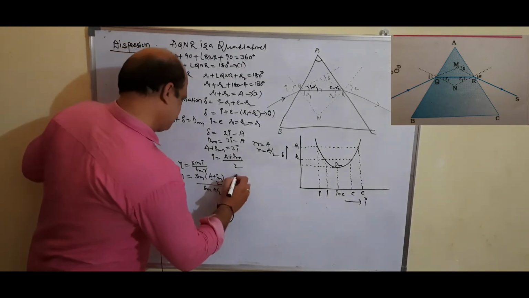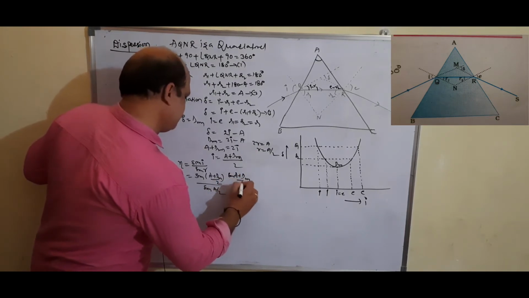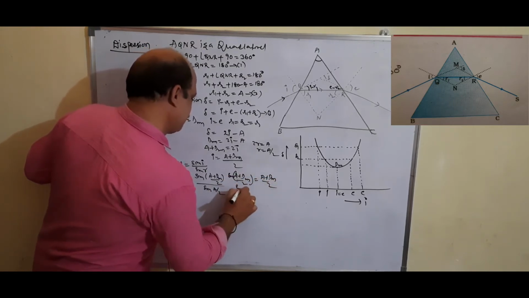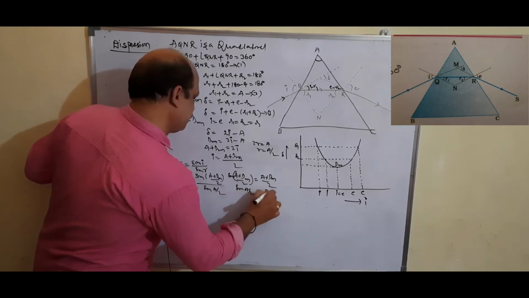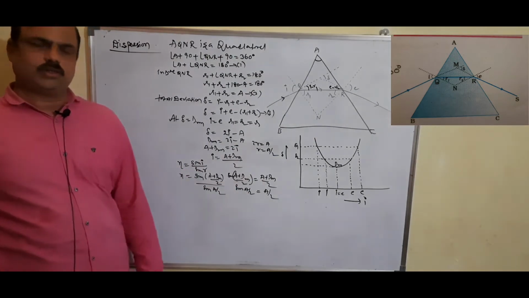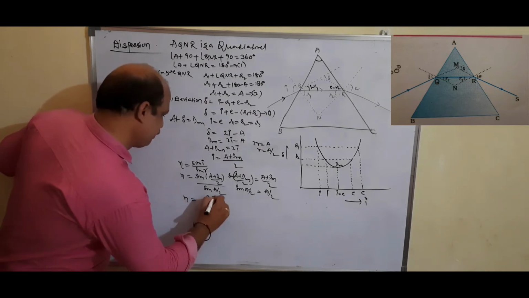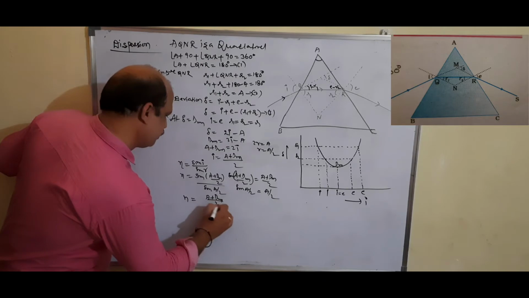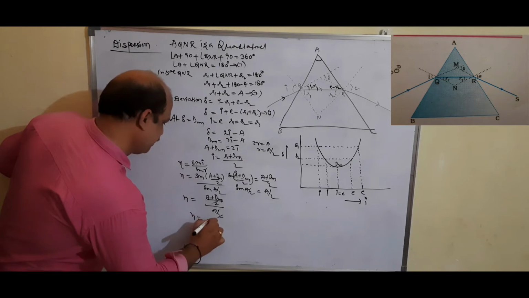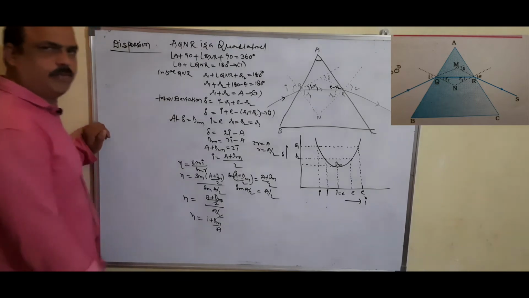If A plus dm by 2 and A by 2 are small angles, then what happens? Sin theta is almost equal to theta. So here n is equal to what we write here: A plus dm by 2 divided by A by 2. The 2 cancels. So here n is equal to A by A, 1 plus dm by A.